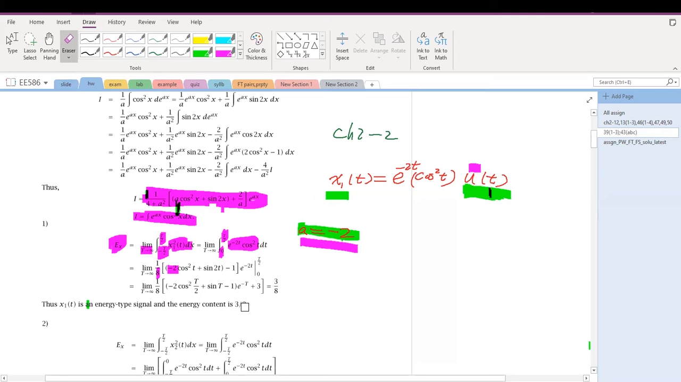And then when big T goes to infinity, this exponential term goes to 0 very, very fast. So this whole term goes to 0 when big T goes to infinity. So the final result is 3/8. Therefore this signal is an energy type signal.